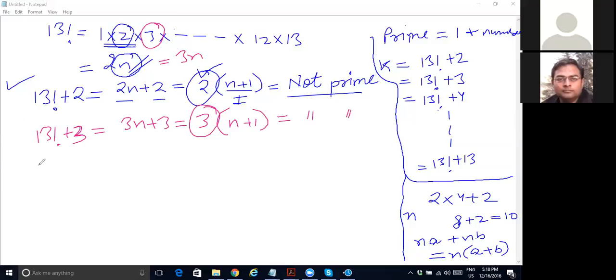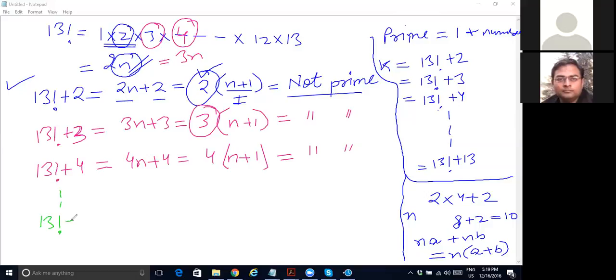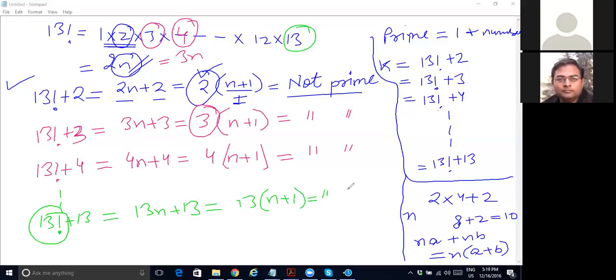And I can do this with all the multiples. I can write it as 4n plus 4 because 4 is also a factor of 13 factorial. I can take 4 common. That will also not be prime. And I can do this till 13. 13 factorial has 13 as a factor, so this is a multiple of 13 as well. And to a multiple of 13, if I add 13, I will get a multiple of 13 only. Again, not a prime number.